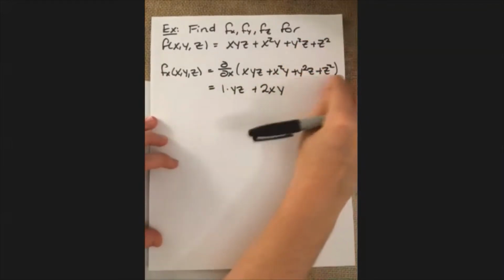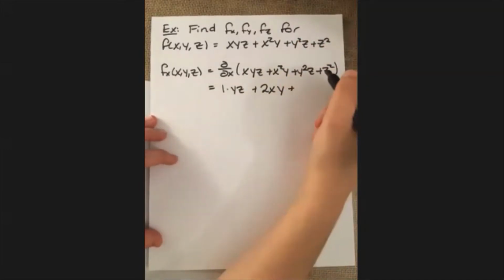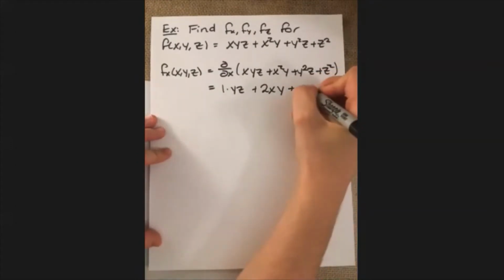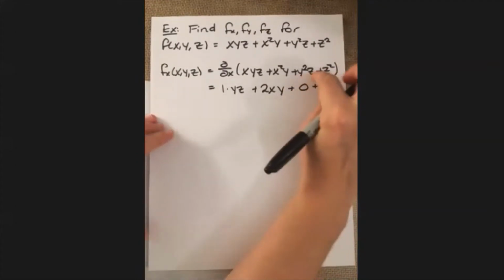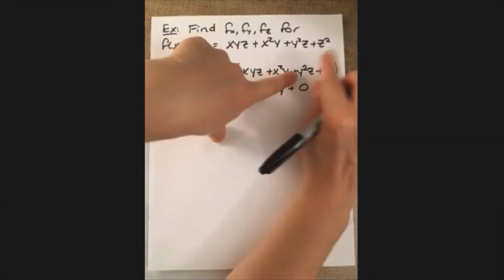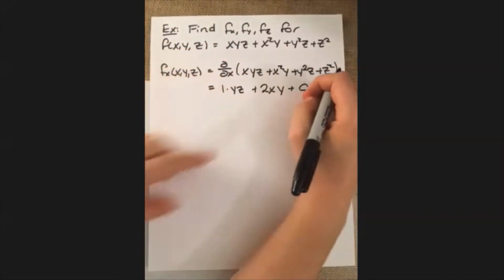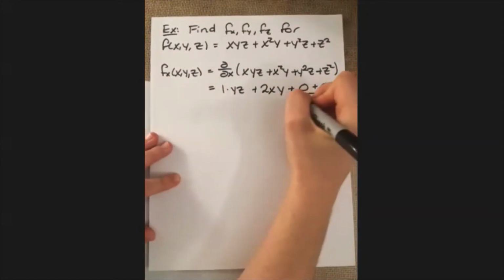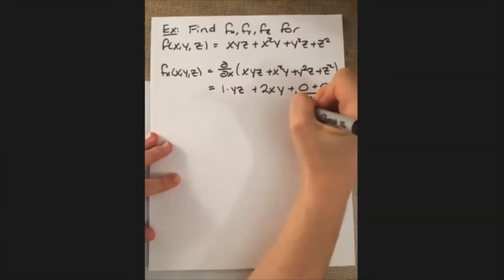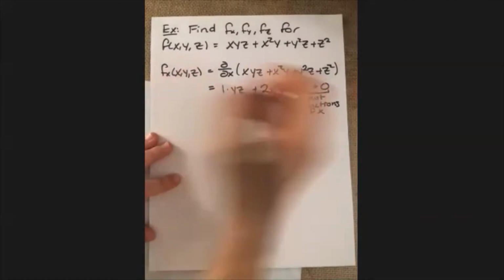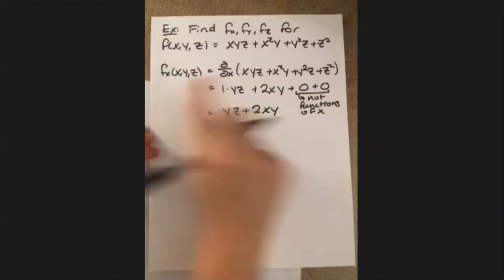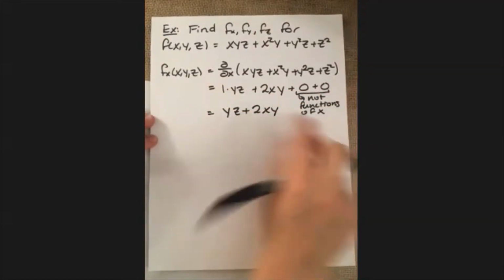And then these last two terms, because there is no x involved in them at all, again treating them as though they're just numbers, they become plus 0, because if this were, say, 4 squared times 5, we would be getting 0 out of that derivative. And then same idea here with the z squared. So then our final answer here is just yz plus 2xy. And that's for the partial derivative with respect to x.